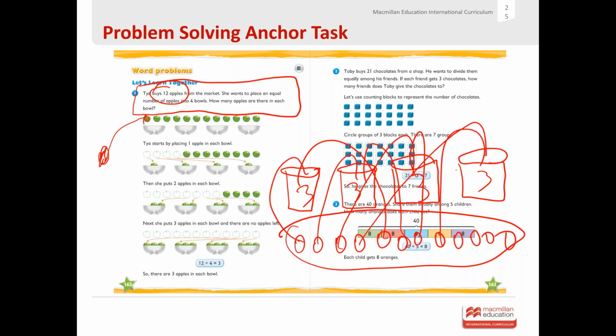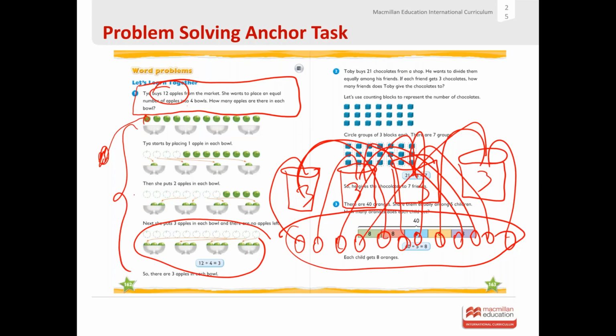I've got 2 in each cup. We've still got 4. We've still got 4 more. Okay, so let's do this then. And now I can see I've got 3, just about 3 in each of these bowls or cups, and you can see that here. That's exactly what they've done in the let's try section.